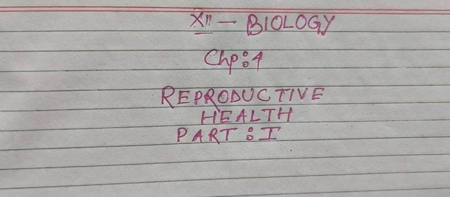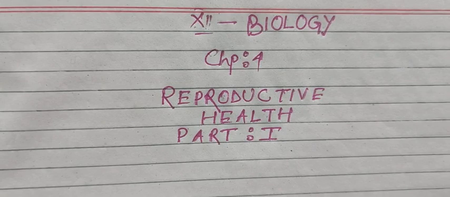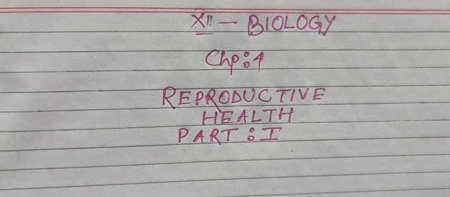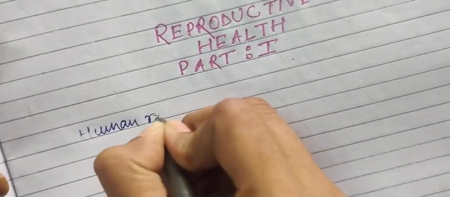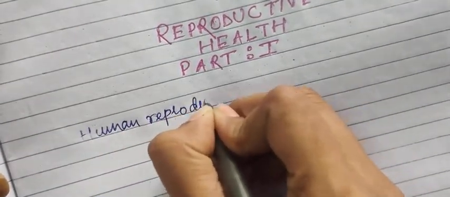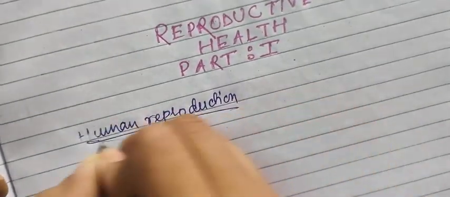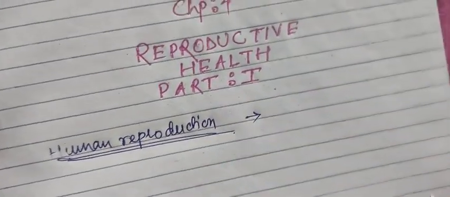The name of the chapter is reproductive health, and this is part 1 of reproductive health. Already we have discussed human reproduction in our offline class, and from that chapter we got to know a few things.